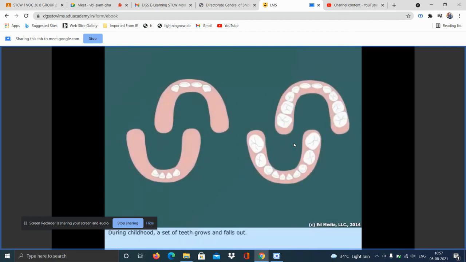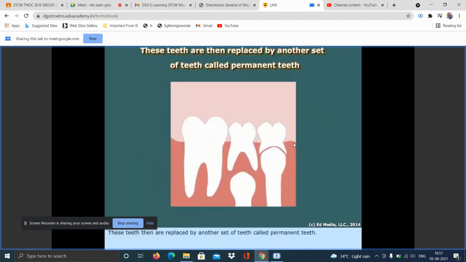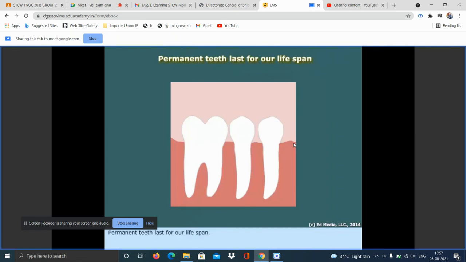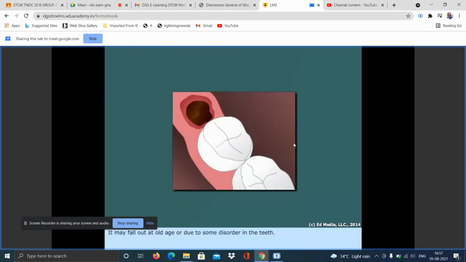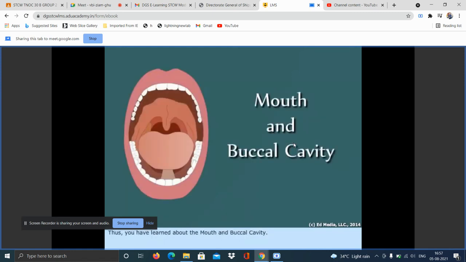During childhood, a set of teeth grows and falls out. These are called milk teeth. These teeth then are replaced by another set of teeth called permanent teeth. Permanent teeth last for our lifespan. It may fall out at old age or due to some disorder in the teeth. Thus you have learned about the mouth and buccal cavity.